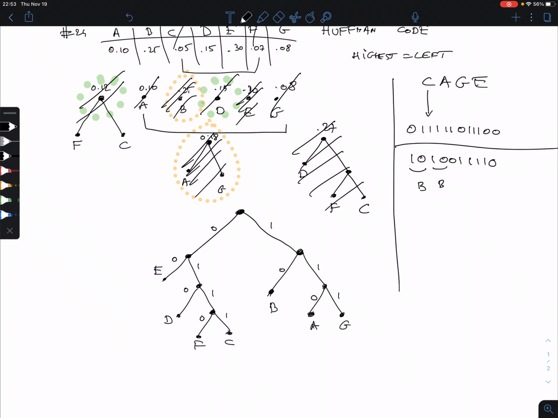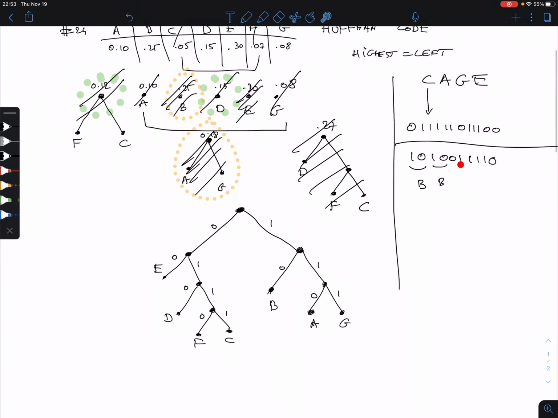The next, again, start from the root. And what does this tell me? Left, and then right. So sorry, left, right, right, right. That gives me C. And this is another B.